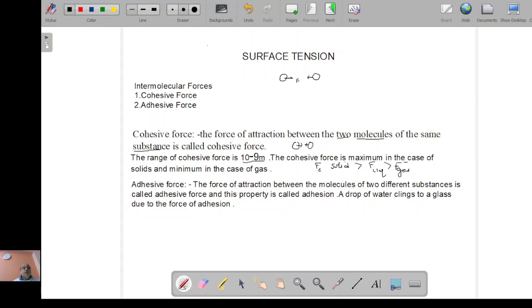The other type of intermolecular force is adhesive force. It is the force of attraction between the molecules of two different substances. Now here we have two different substances, so the molecules will be different. One molecule is shown by a circle, another is shaded. The force between them is adhesive force, and the property is called adhesion.